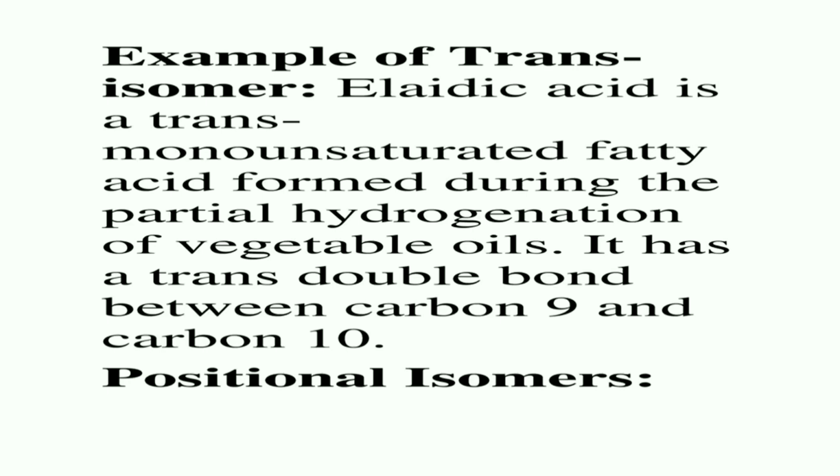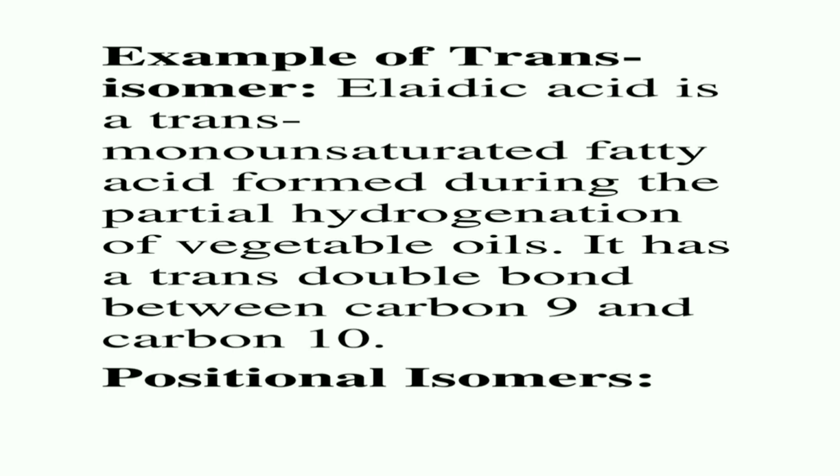Example of trans-isomer: elaidic acid is a trans monounsaturated fatty acid formed during the partial hydrogenation of vegetable oils. It has a trans double bond between carbon 9 and carbon 10.